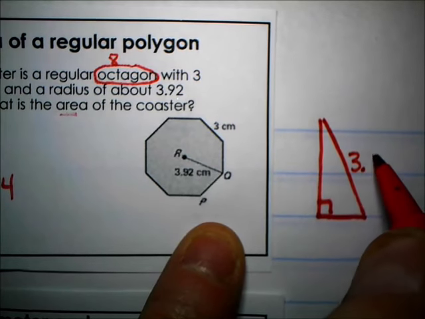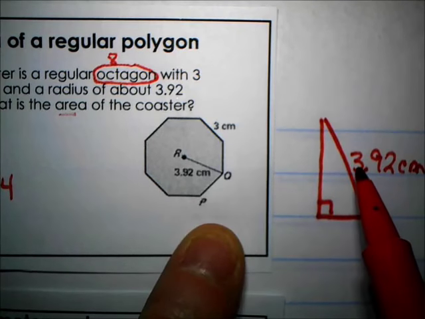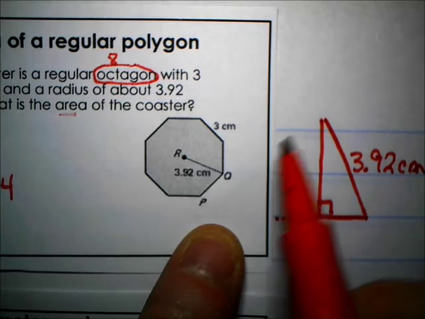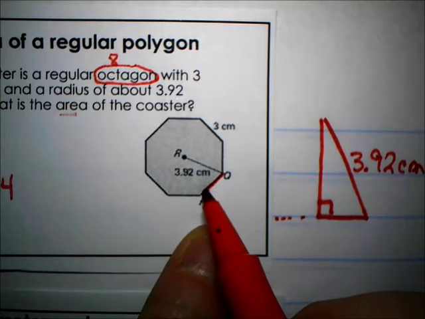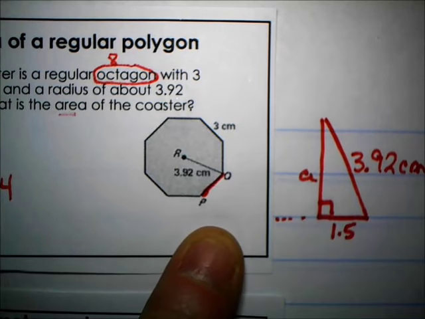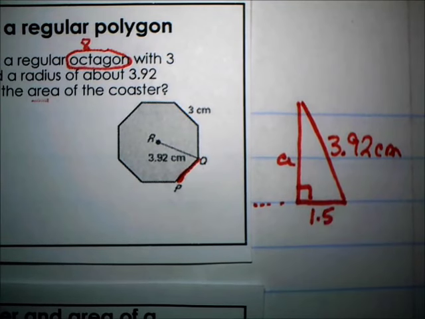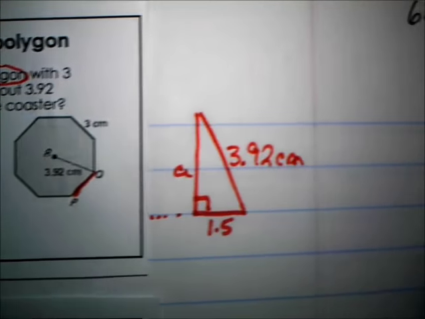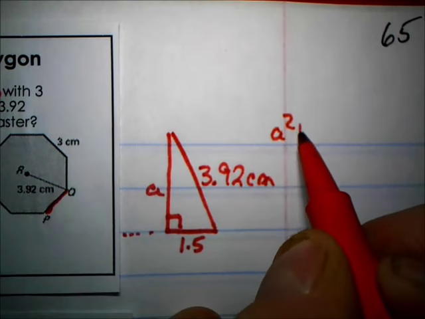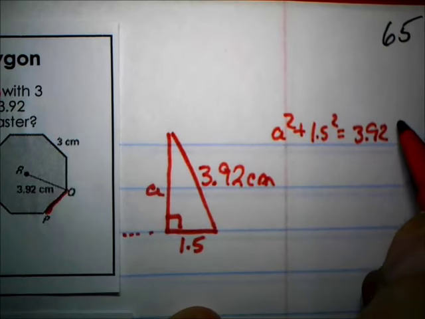The hypotenuse is 3.92. This entire side, if I was to draw the entire edge all the way across, would be 3, so half would be 1.5, and I'm looking for the apothem. Now, since I do know two sides, I can use the Pythagorean theorem in this problem. And if I use the Pythagorean theorem, that means I'm going to have a squared plus 1.5 squared equals 3.92 squared.